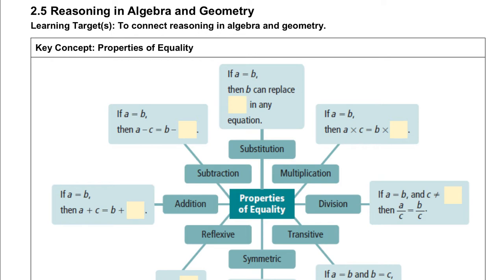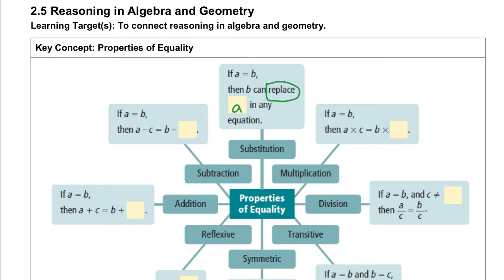this spider web. I'm going to start at the top with substitution, and I'm going to work my way around clockwise. So at the top, if you look at substitution, it says if A equals B, then B can replace A in any situation. And I want to circle that word replace. Substitution means replace. If two quantities are equal, one can replace the other in any equation.